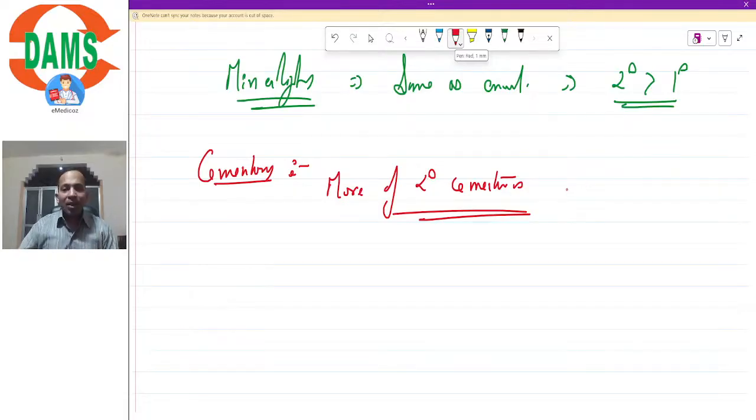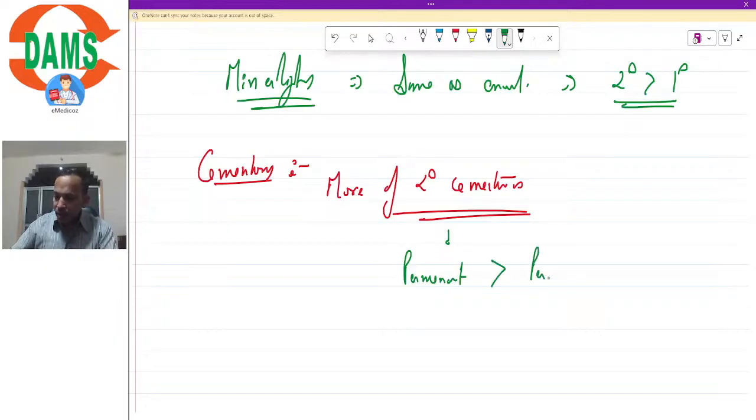So secondary cementum, this is the major difference, right? That's why I'm not talking about the primary cementum, I'm just talking about the secondary cementum. So secondary cementum is found more on permanent as compared to primary dentition. I should not write these numbers because you might get confused between secondary cementum and those things. So permanent dentition will have more secondary cementum as compared to the primary dentition.